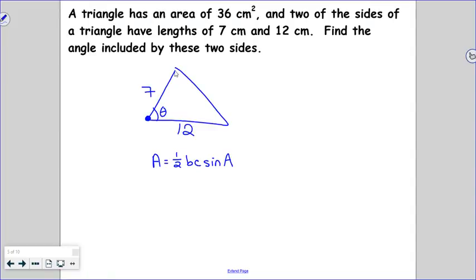This is the formula I would pick. They told us the area, and they told us the two side lengths, and the question is, what is that angle? So we will fill in our information and solve for our angle, using our inverse.